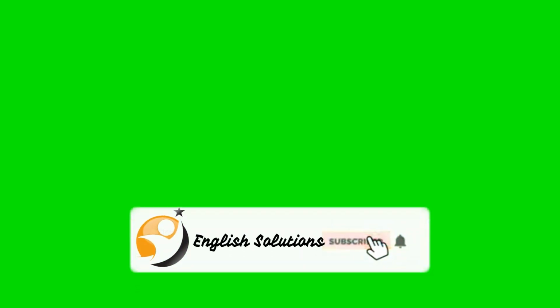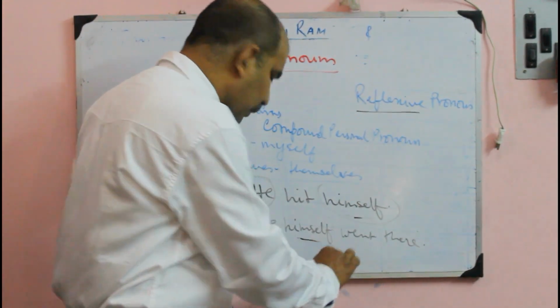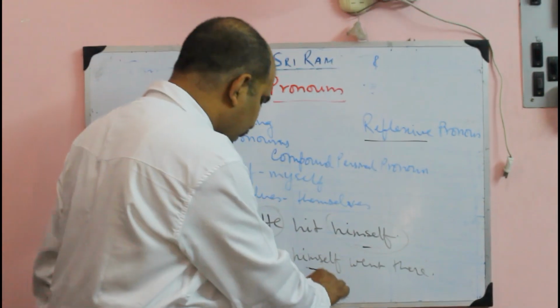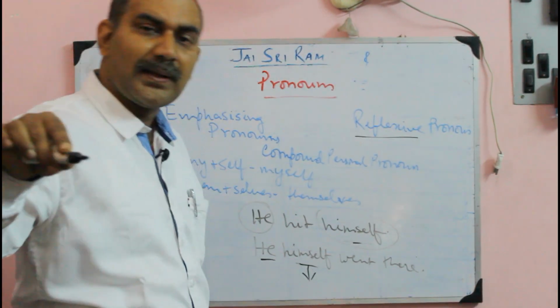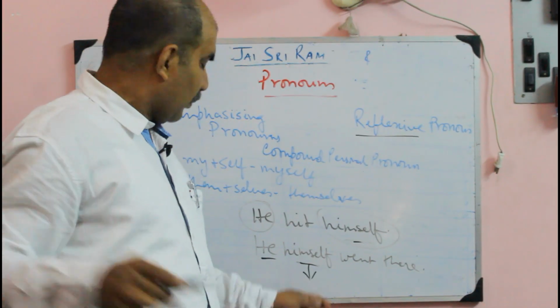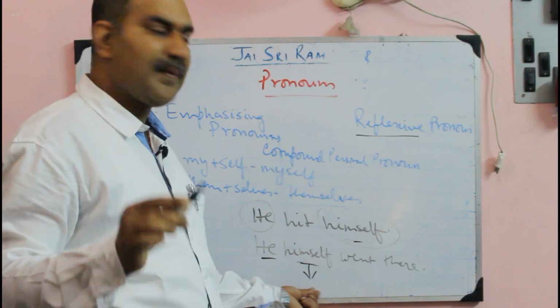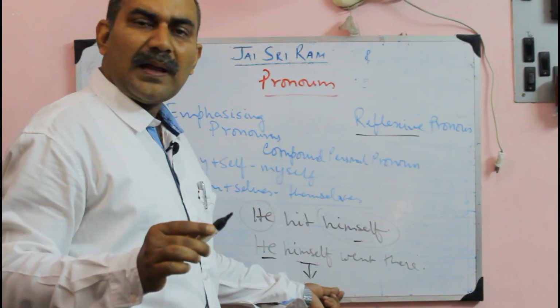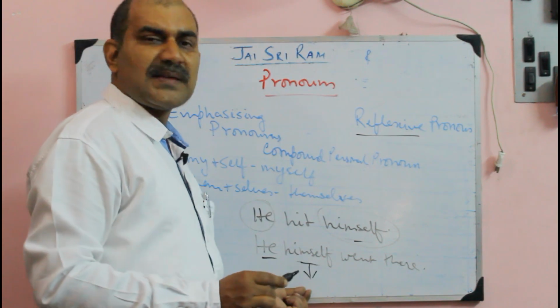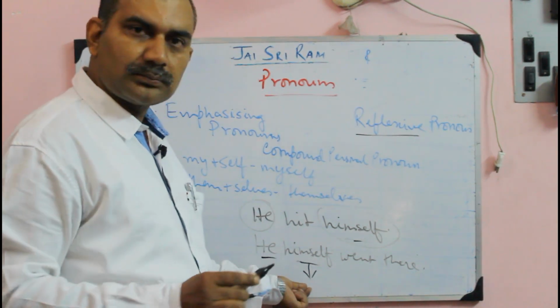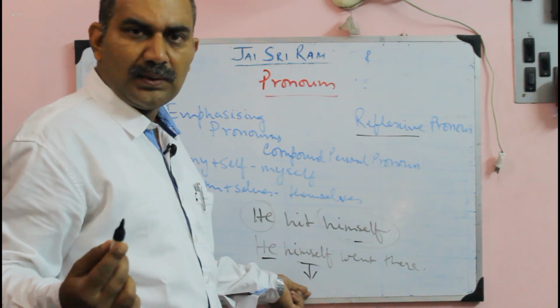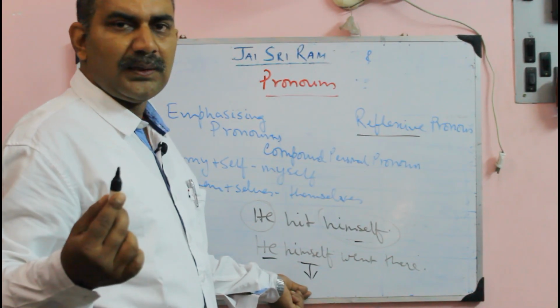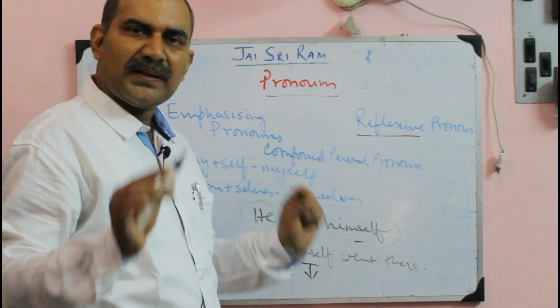But if you look at this, he himself went there, this is the subject, but this is not the object. This word is used to stress upon the fact that he himself went there. So we are stressing upon the fact of his going there. And because we are stressing, that is why this type of pronoun is known as an emphasizing pronoun. We are emphasizing upon the fact. So when we emphasize, the subject and the object do not remain the same.